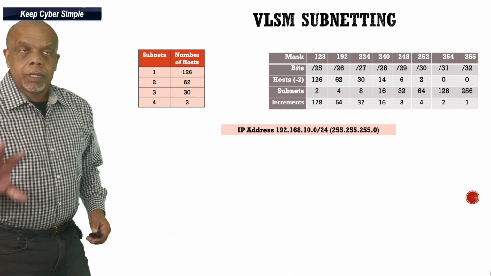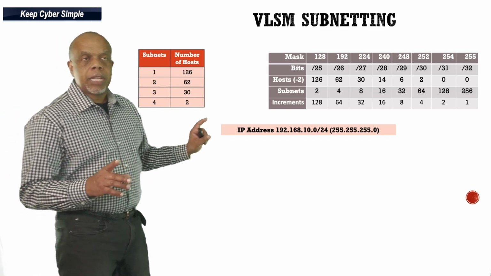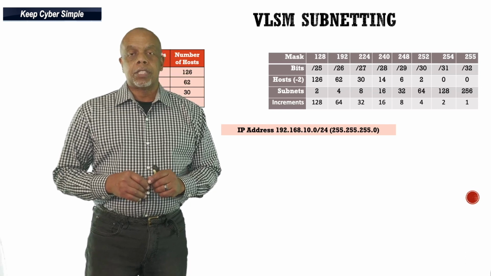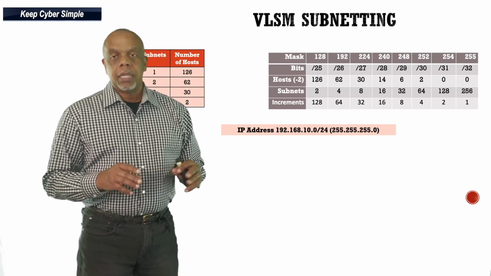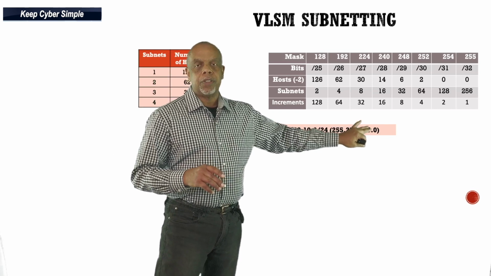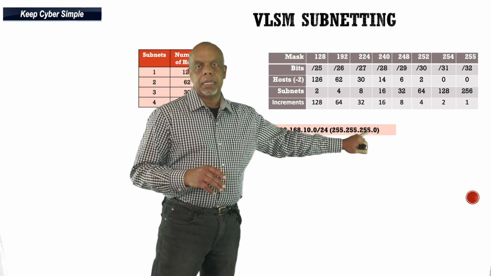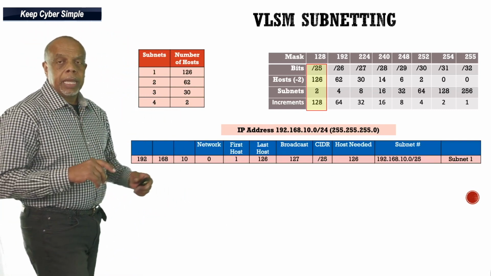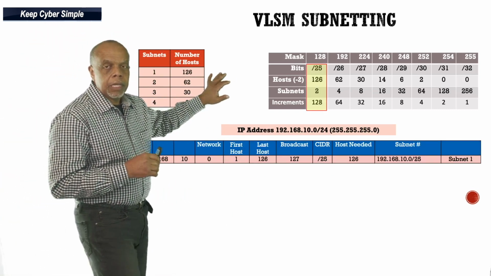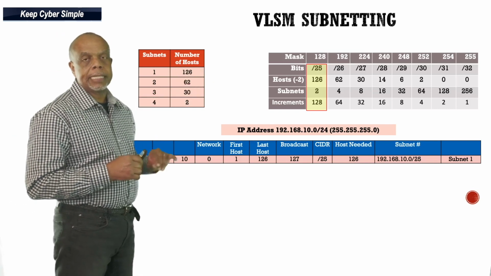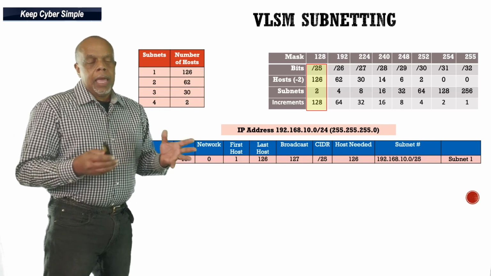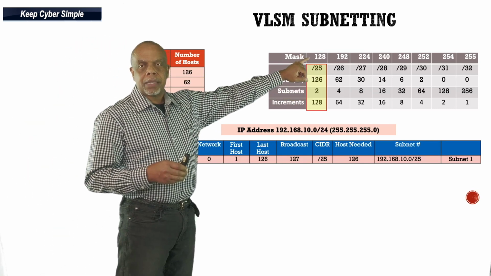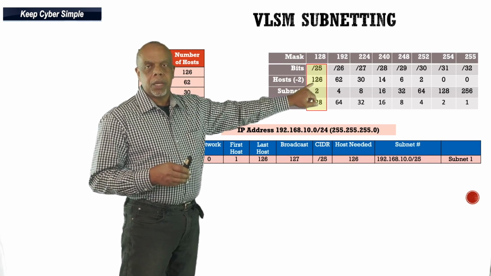So let's do the subnetting. All right, we're going to use an IP address of 192.168.10.0 and a CIDR slash of 24. That tells us that it's going to be 255.255.255.0. 8 plus 8 plus 8 is 24. Now my first subnet, right, I need 126 hosts. I need to be able to have 126 available IP addresses. So to do that, I have to use this mask of 128.